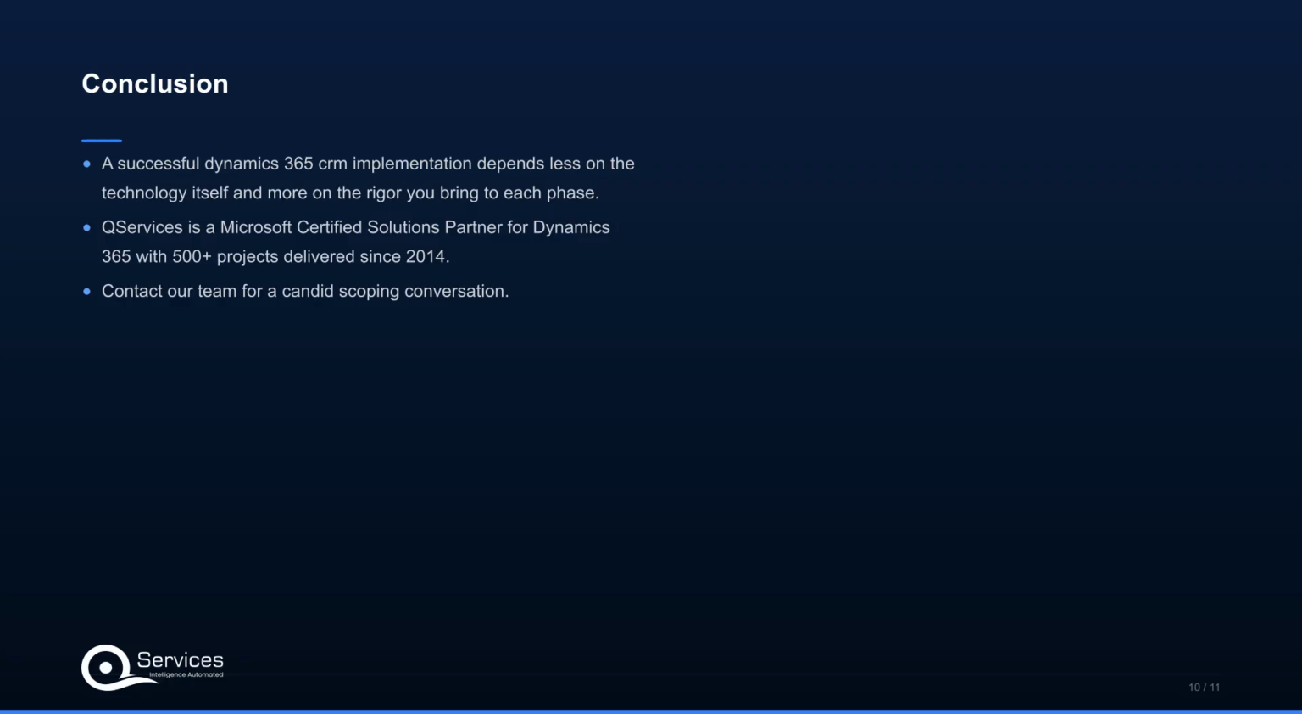The 6 phases covered here give you a repeatable framework whether you're deploying sales and service for a 50-person team or rolling out D365 finance and operations for a 400-person enterprise. Pair that with a realistic CRM implementation cost model and a qualified Dynamics 365 implementation partner, and the project has every condition it needs to succeed.